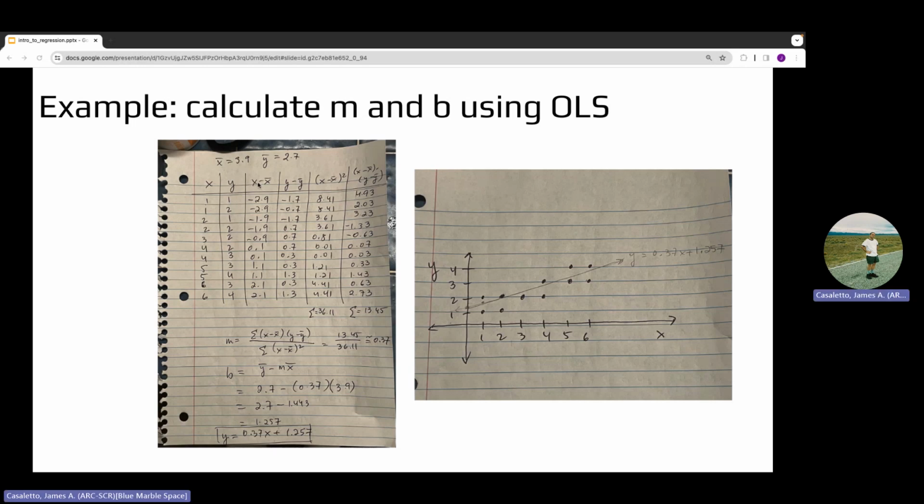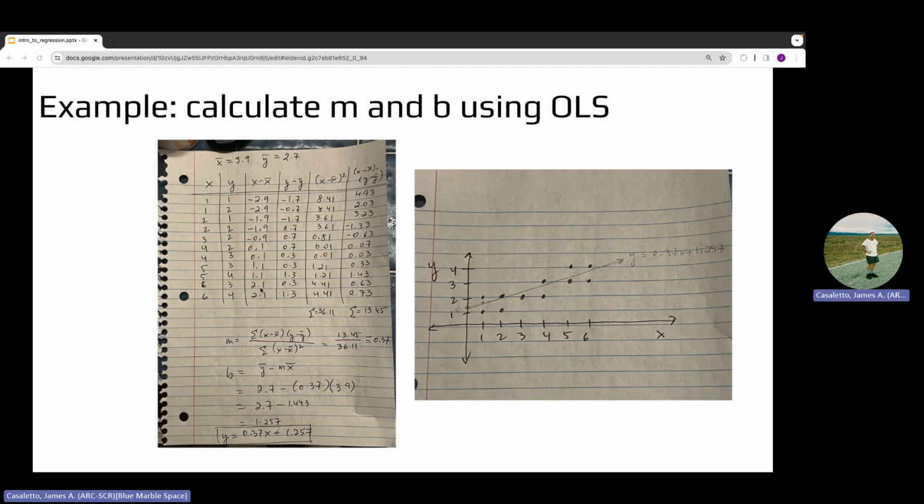And then I calculate the difference between x and x bar. So x bar is the mean value of x. So I just add up all the x values in the x column, divide by 10, I get 3.9. Same for y bar, I just add up all the values in the y column and divide by 10, and that gives me y bar. And then the x minus x bar column is x minus x bar, so 1 minus 3.9, which is negative 2.9.